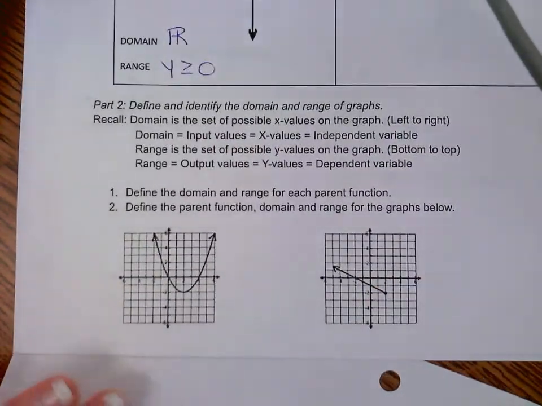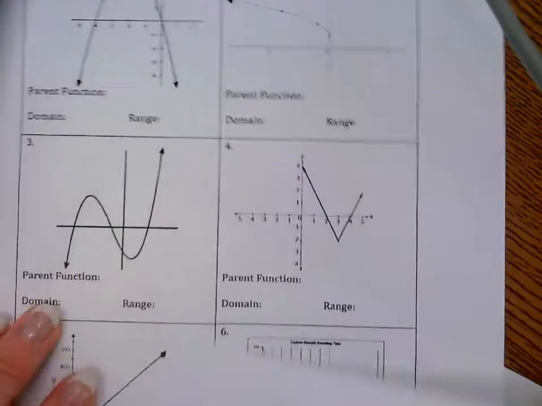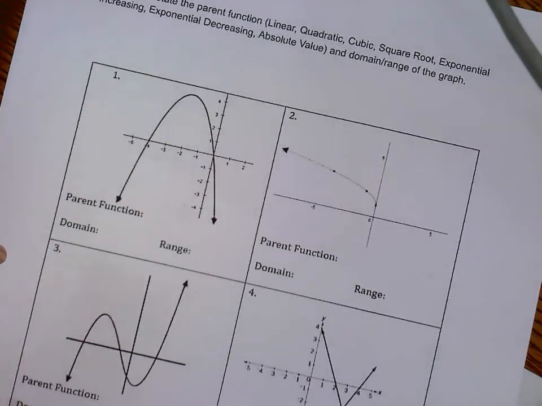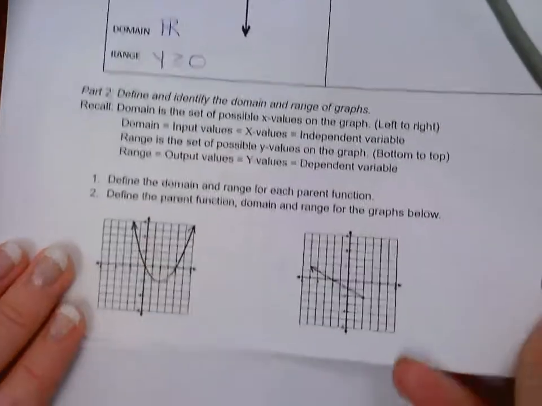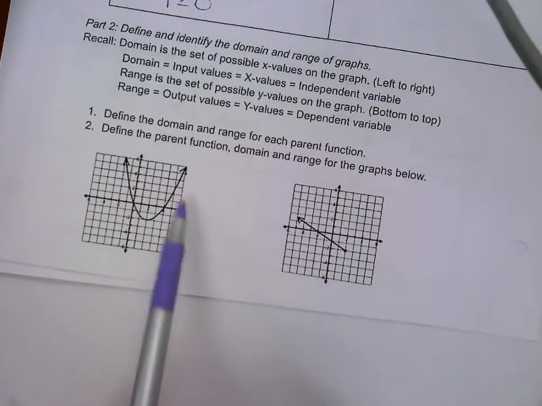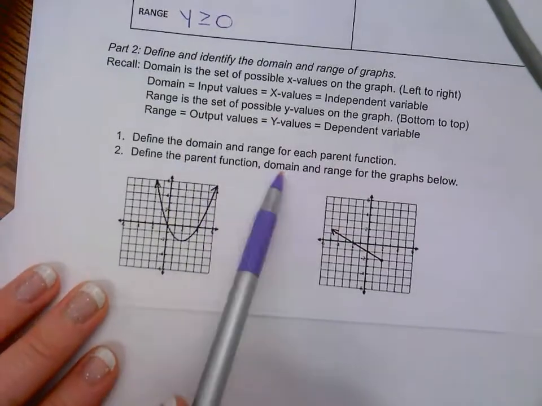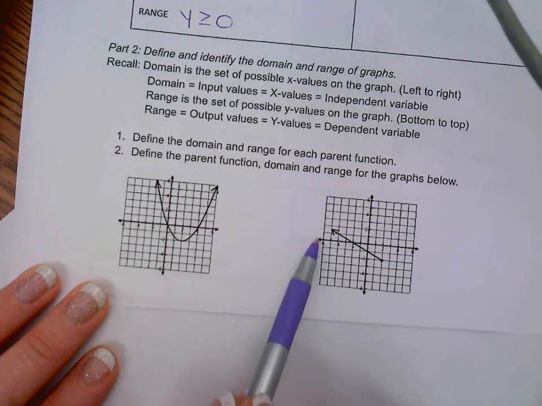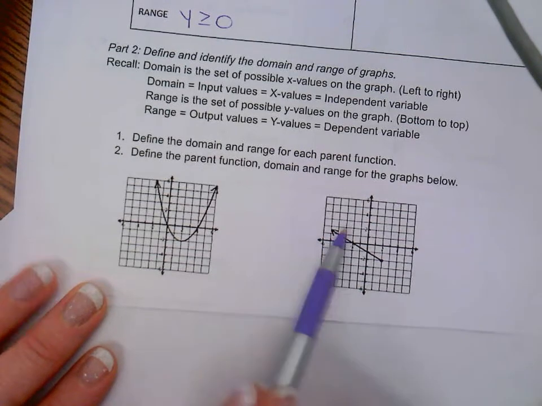So now you are going to be finishing this last page on your own, and I just wanted to do this last part with you. So let's do 1 and 2 down here. So we're going to define the domain and range for each parent function and define which parent function it is.